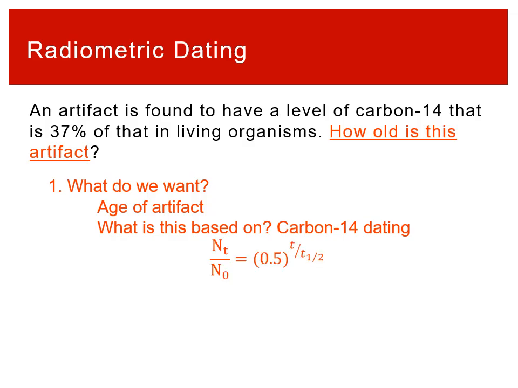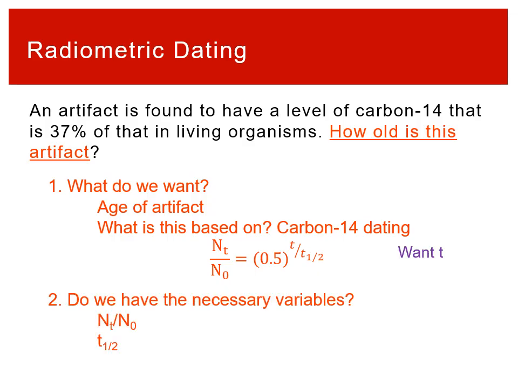So our carbon-14 dating equation, or our radiometric dating equation, really looks like this. And we want the T without the subscript. That's always the equation, the value we're looking for is going to be that T. So we've got some other variables. I need the N_T over N_0.